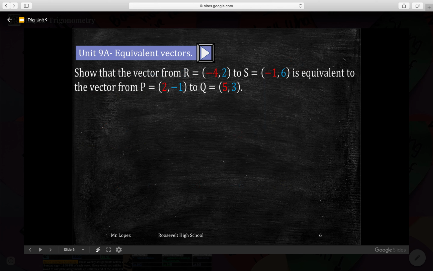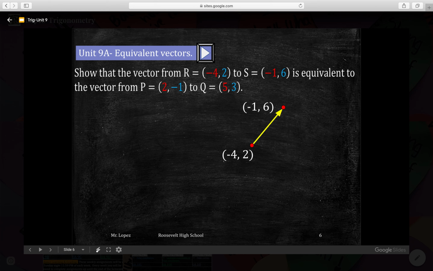How do you show that two vectors are equivalent? So in this situation, it says to show that the vector from R to S is equivalent to the vector from P to Q. So basically, we're going to do the same thing we did previously. We just have to find the component form of the vectors. So let's do RS first.